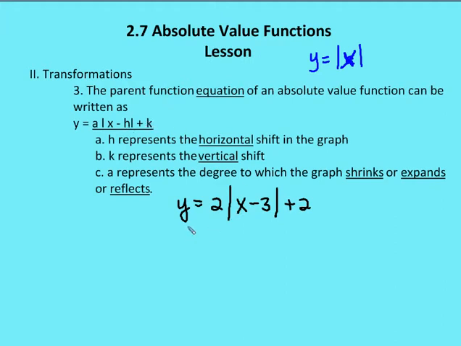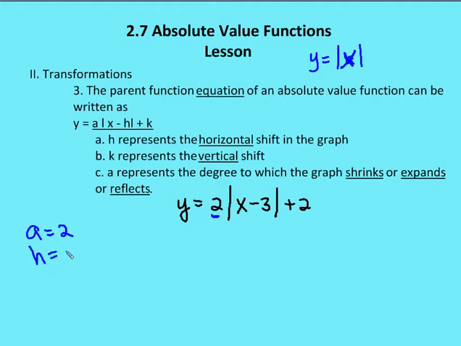So as I write this graph, I'm going to give you an example. y is equal to 2 on the outside times the absolute value of x minus 3 plus 2. So let's identify what our h and k values are, and also our a value. The a value is going to be 2. Right, so here's our a value. Our h value is going to be 3.